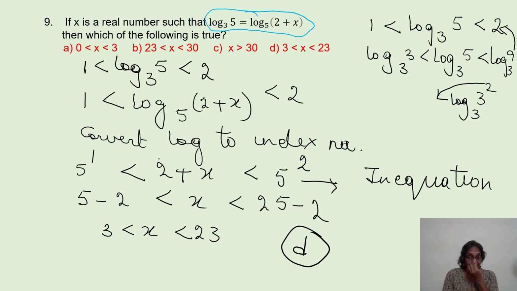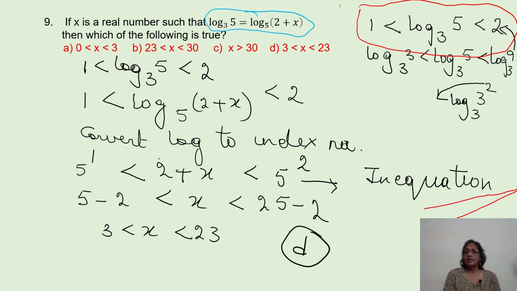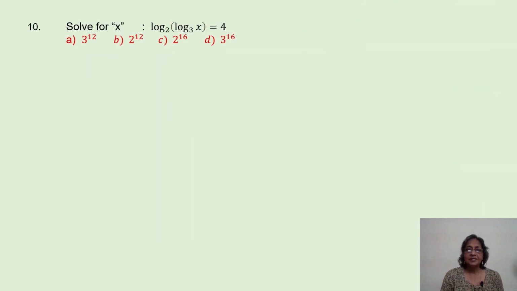Now understand here, this property that I have taken over here: 1 is less than log 5 to the base 3 less than 2. And the reason for this I have explained here in the next step. All right. Once that is given, you will get your answer very easily. Okay. Let's go to the next sum.